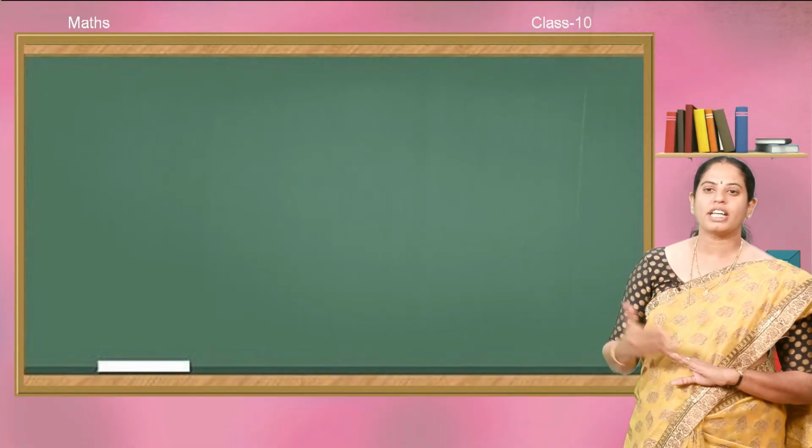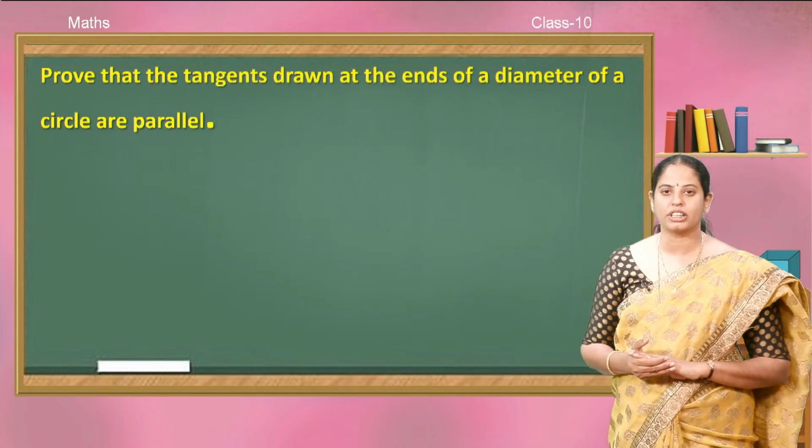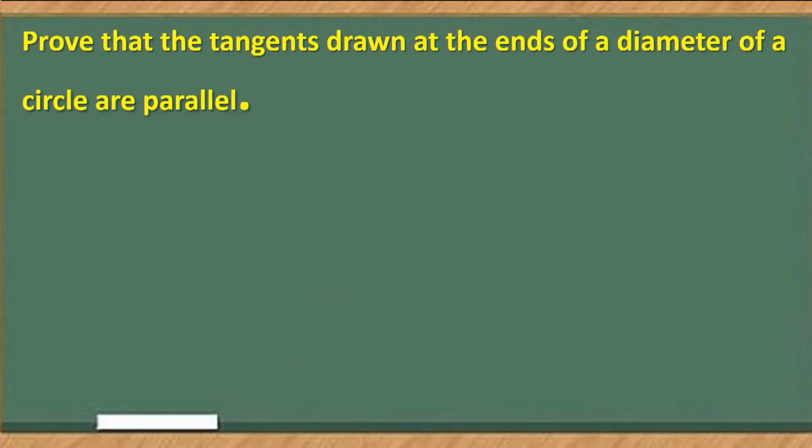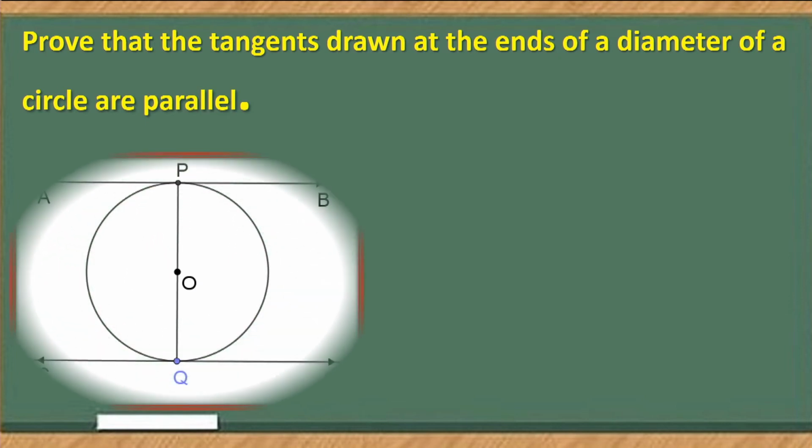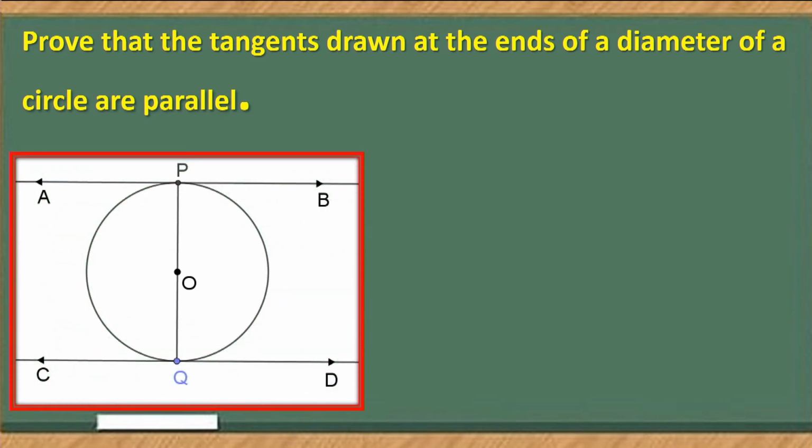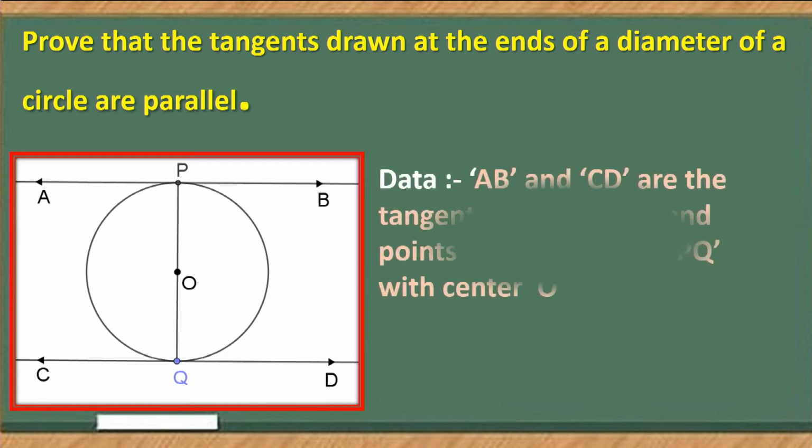Let us move on to the next question, that is the fourth question. Prove that the tangents drawn at the ends of a diameter of a circle are parallel. We have to prove that the tangents drawn at the end points of a diameter are parallel. Observe here, O is the center of the circle, PQ is the diameter, P and Q are the end points of the diameter. We have drawn AB and CD respectively at P and Q. We have to show that AB and CD are parallel.